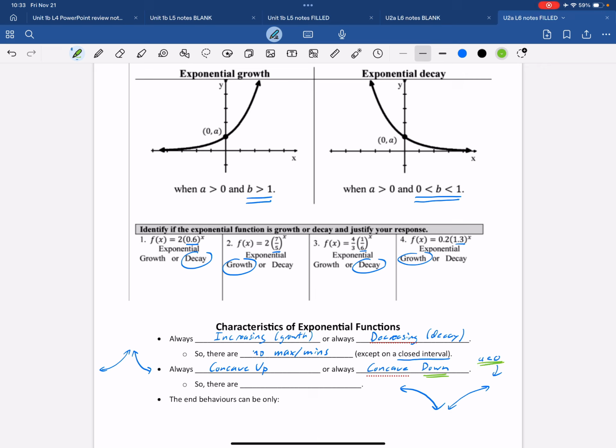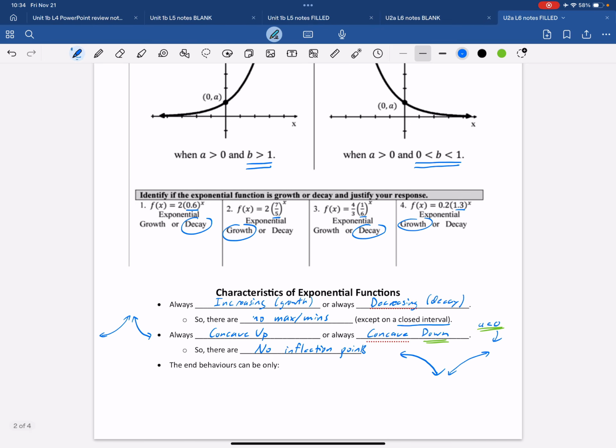In application problems especially, it doesn't really make much sense to do that. And so what that means is we don't have any inflection points. There are no points of inflection on exponential graphs. Let me write that: no inflection points.